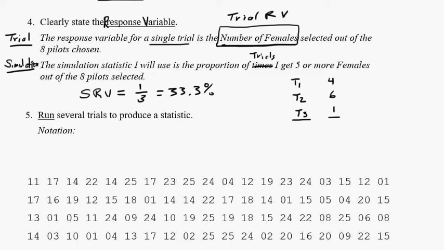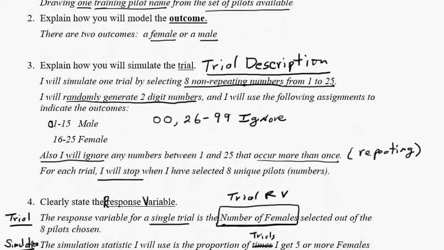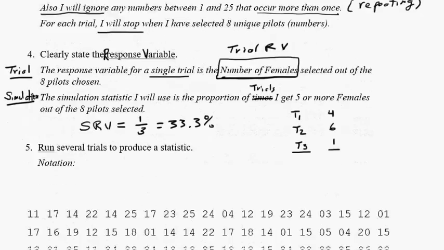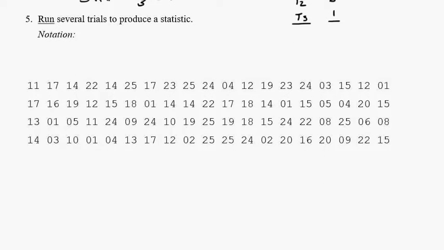Okay, so next thing we do, so this is all the documentation. Component, outcome, trial description, response variables. Those are all the instructions. Now we're actually going to do it.